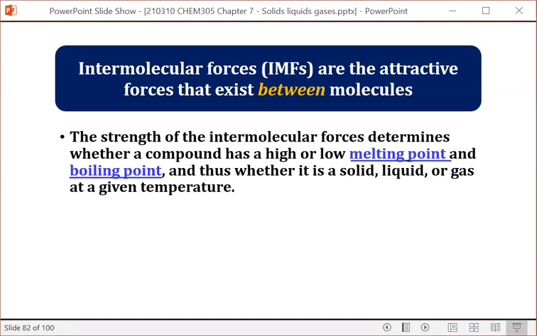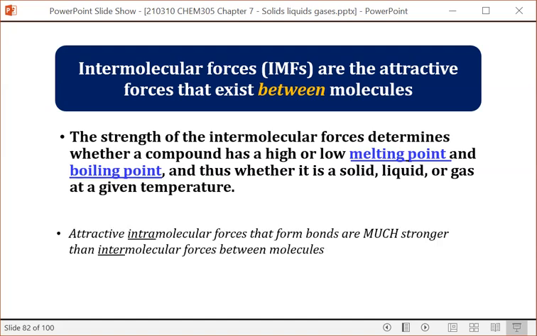So the strength of these intermolecular forces, these cohesive attractive forces between molecules, is going to determine whether compounds have high or low melting points or high or low boiling points, and thus determine whether a substance is a solid, a liquid, or a gas at a given temperature, with a given amount of kinetic energy. And so these attractive intramolecular forces that hold bonds together are much stronger than the intermolecular forces between molecules.